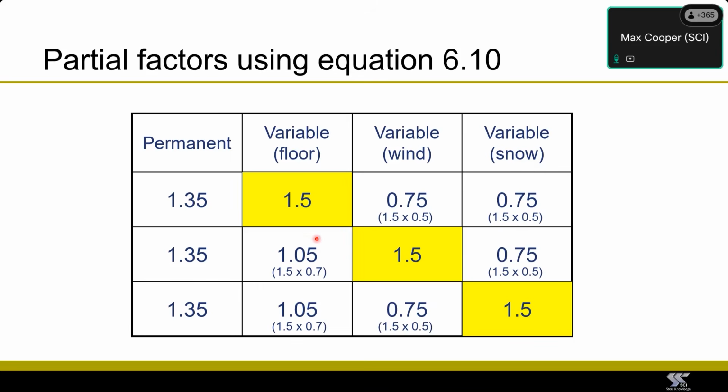A perhaps more instructive example is where we have wind as the leading variable. You can see that the combination factor for floor loading is 0.7. So we multiply that by 1.5 to get a total of 1.05. But snow again would be at the level of 0.75. So for each of these combinations, we need to test it with a different action being the leading action, and then the other variable actions being accompanying, and then we need to find the governing load case, or load combination, I should say.